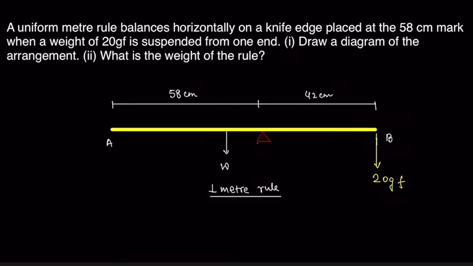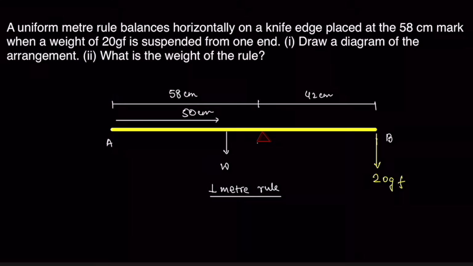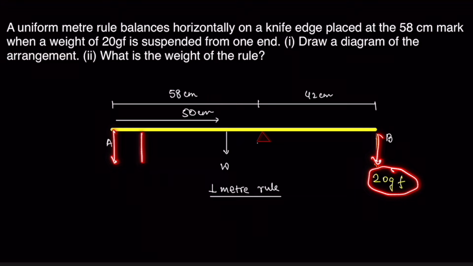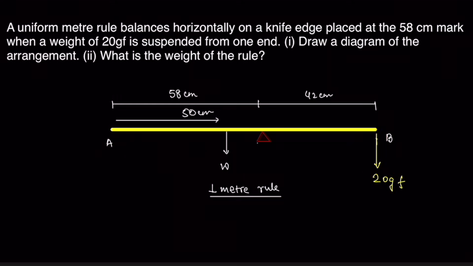Now the weight of the rule is present at the 50 centimeter mark because the weight of the body is concentrated at the center. Because of the weight, the rule wants to go down. So to balance it, we will apply a 20 gf force on the other end. If we apply it on this end, both the weights will be on the same side, so it will definitely go down. But here we have to balance the rule. That's why the 20 gf is present on the other end, which is the point B.